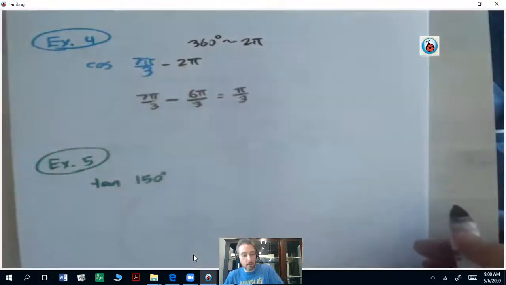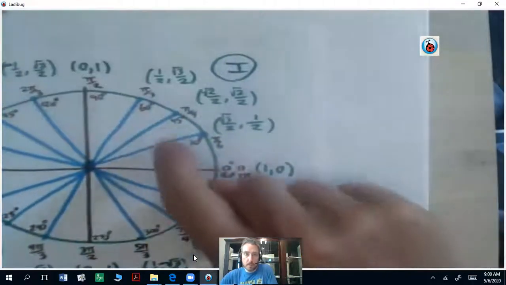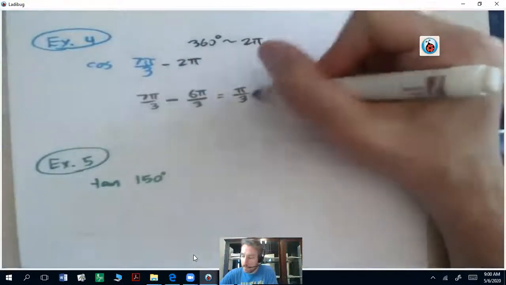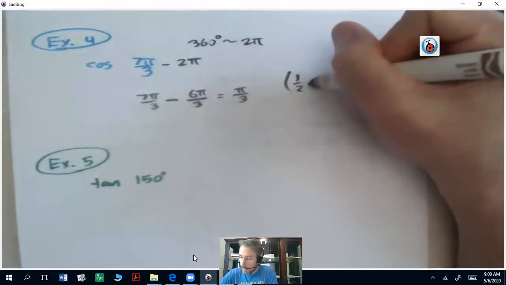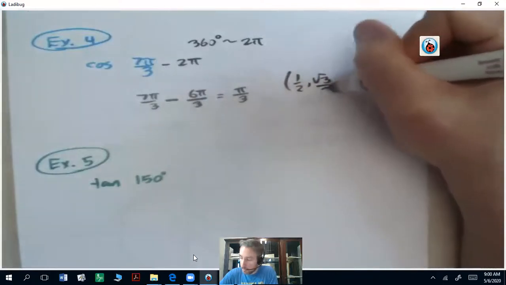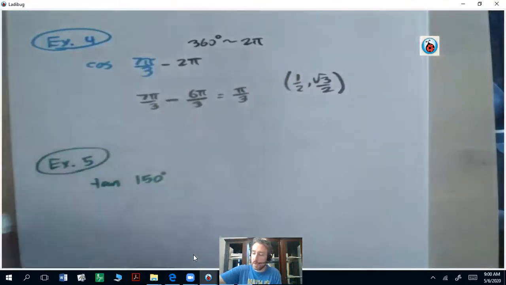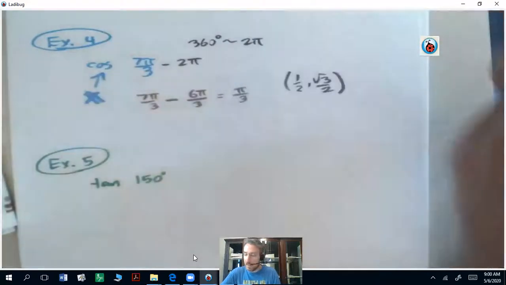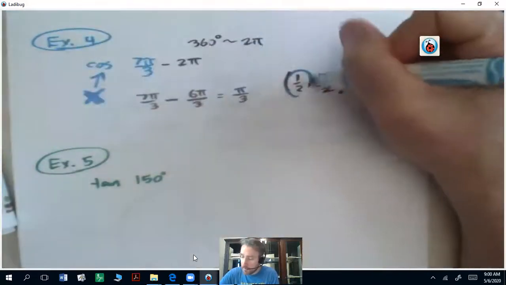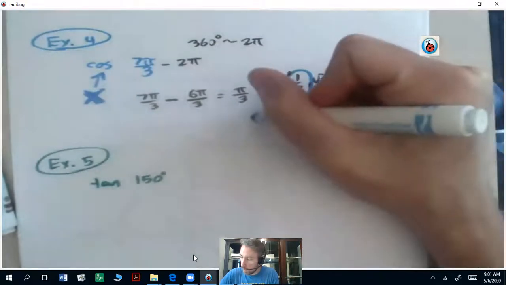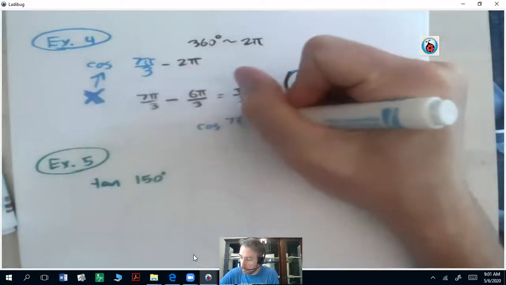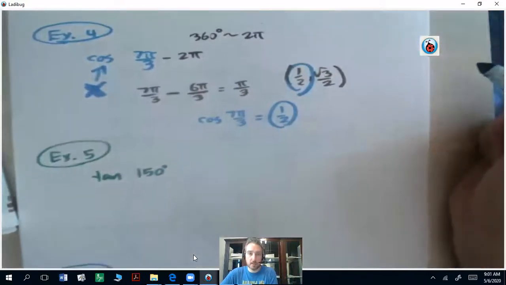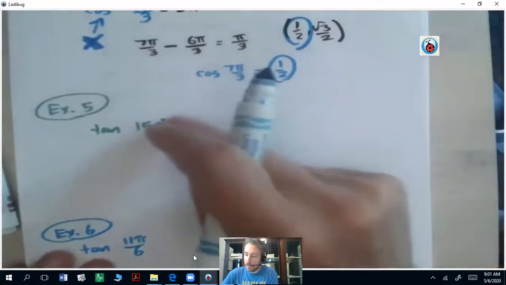Now let's see if we have pi over 3. We do. So at that coordinate, pi over 3, you got 1/2 and the square root of 3 over 2. Well, cosine is the x value. So since the x value is 1/2, the cosine of 7 pi over 3 is equal to positive 1/2. All right, let's do a couple more together, just so you can get the idea.